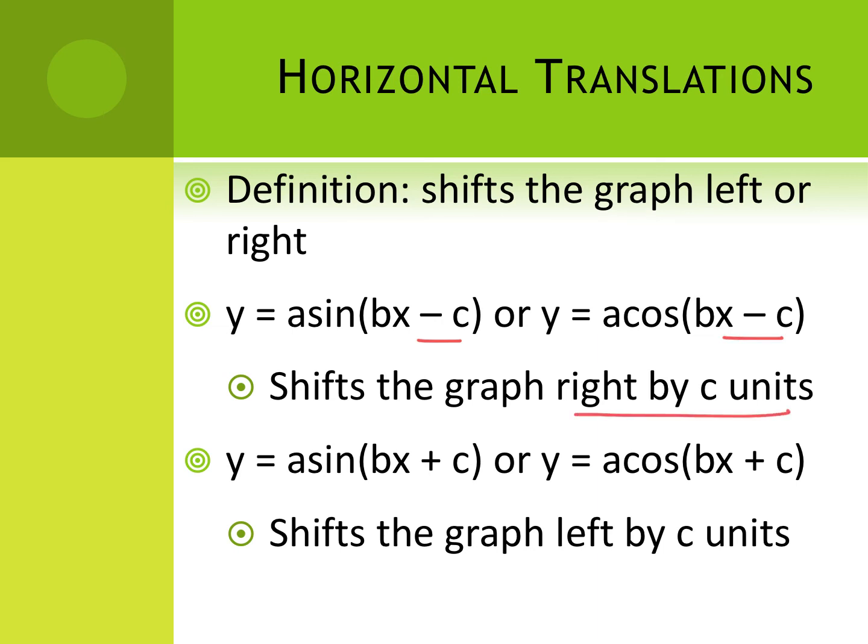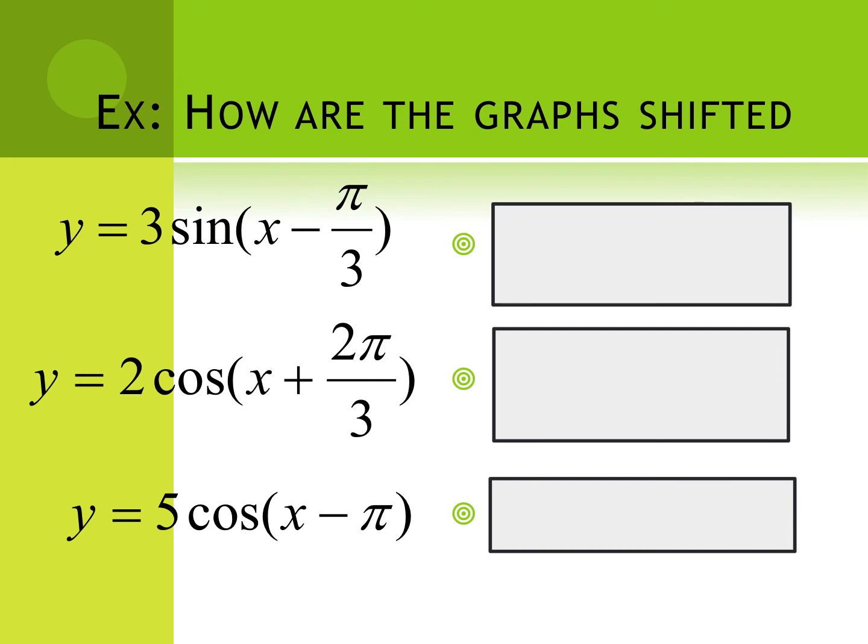If instead we have a c value that is being added, then we're going to see a shift to the left by c units. Let's go ahead and take a look at this. For each one of our examples here, we're going to try and determine if it's shifted, which means you have to identify what a c value is.